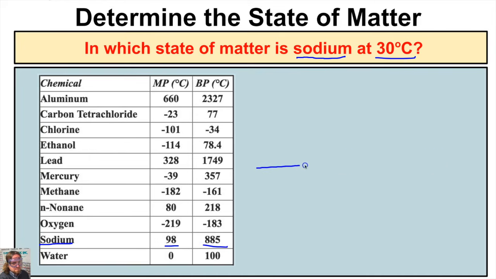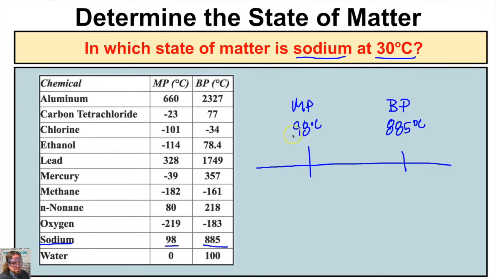So let's make a number line, and let's mark the melting point of sodium and the boiling point of sodium. The melting point is 98 degrees Celsius and the boiling point is 885 degrees Celsius. And everything that is cooler than 98 degrees Celsius, or has a lower temperature than 98 degrees Celsius over here, is going to be a solid.